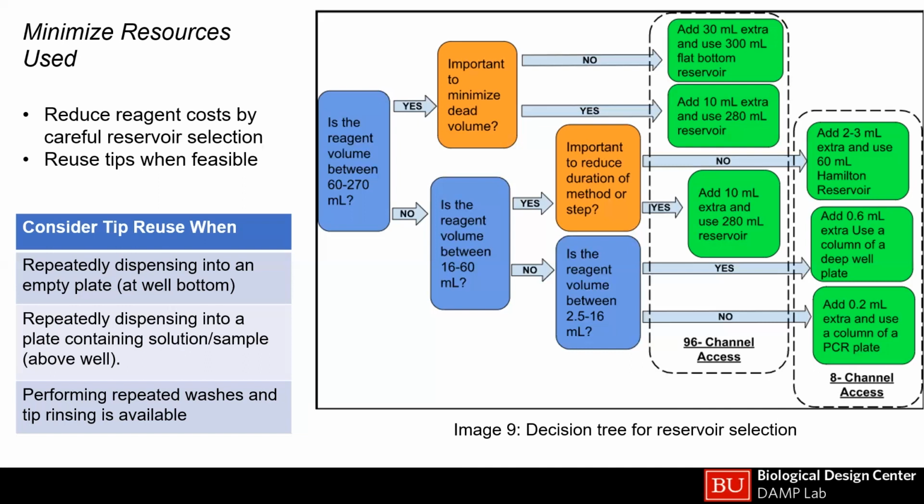And then consider things like reusing tips. This is a big one. Again, depending on the purpose, is this a critical step? Do you need very, very low variation in this step, or can you get away with tip reuse? So we did a lot of, when it was appropriate, reusing tips was a big thing, or rinsing tips during multiple washes.